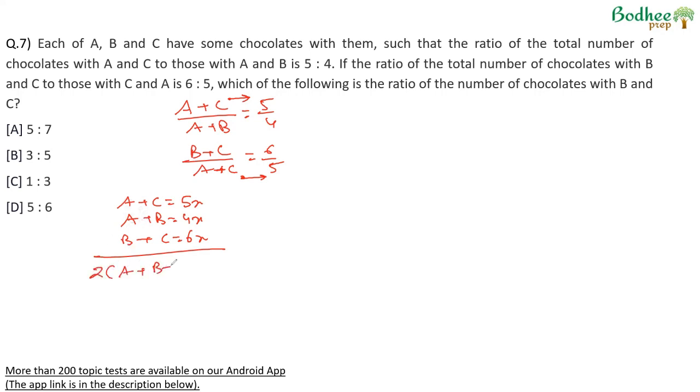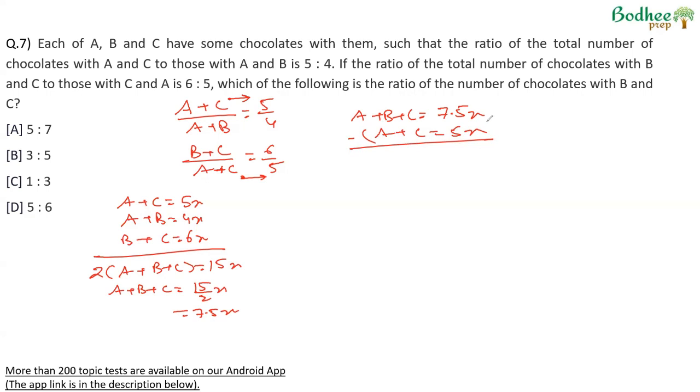Twice of A plus B plus C comes to 6x + 4x + 5x, which is 15x, which means A plus B plus C is equal to 15/2 x, which is nothing but 7.5x. Now, if you want to find B, A plus B plus C is 7.5x. If we subtract A plus C, which is 5x, we get B equal to 2.5x. Similarly, A plus B plus C is 7.5x. If we subtract A plus B, which is 4x, the difference will come out to 3.5x, which will be C.